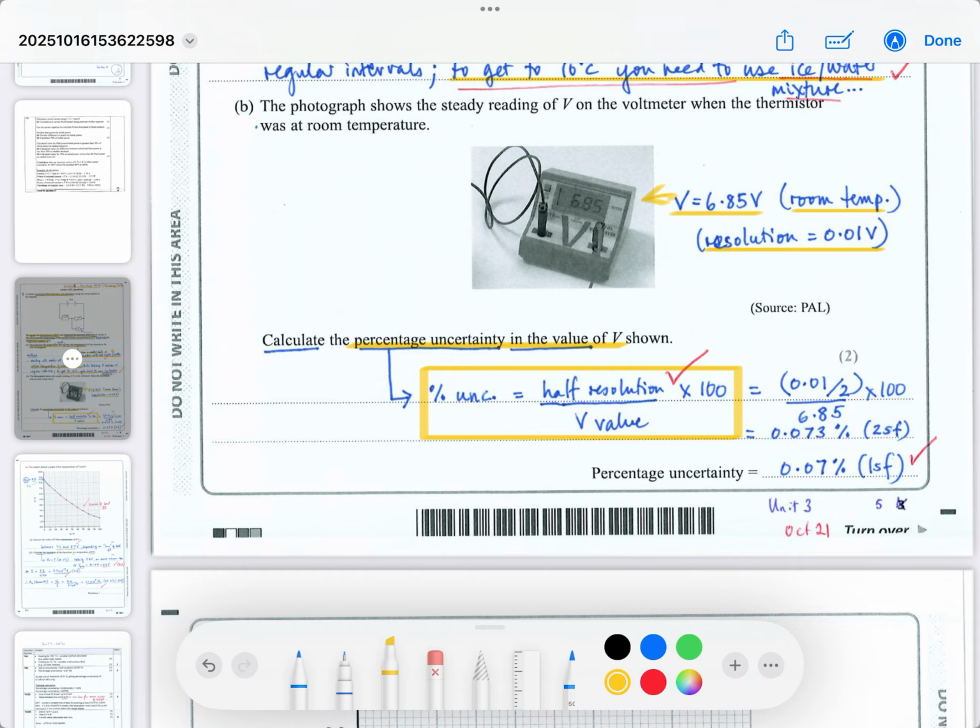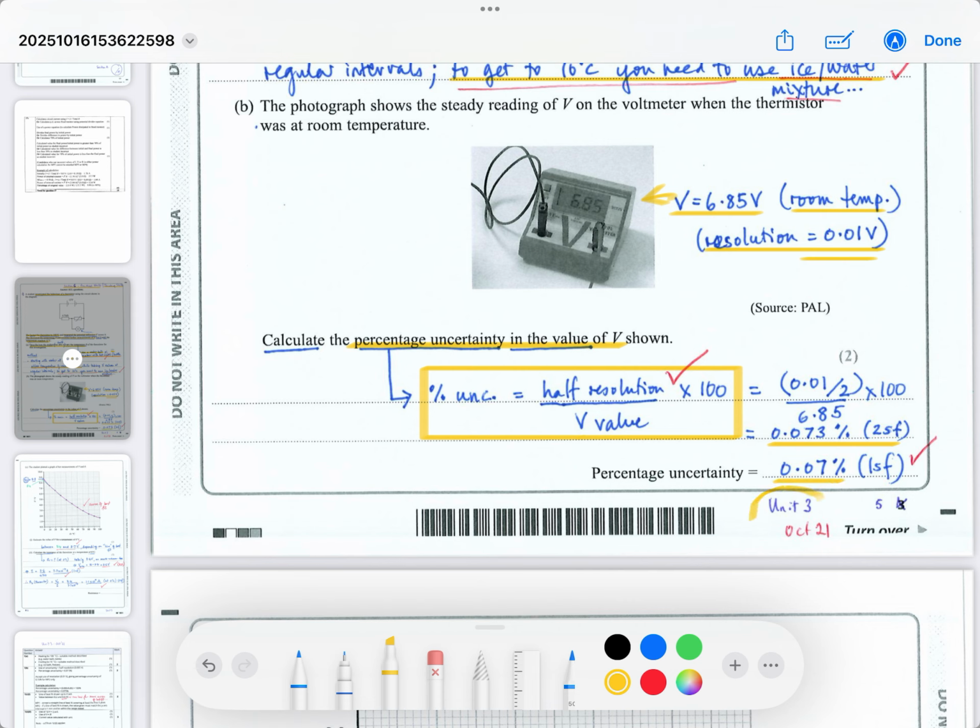So 0.01 is the resolution, and you want to use half of that value. So that will be 0.005 divided by 6.85 multiplied by 100, which will give you 0.073% to two significant figures. But usually with uncertainties, we round them to one significant figure.